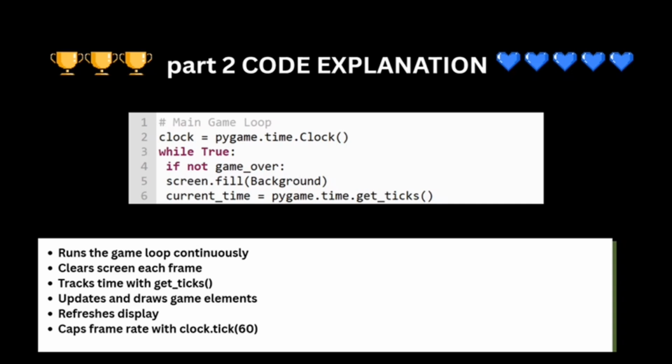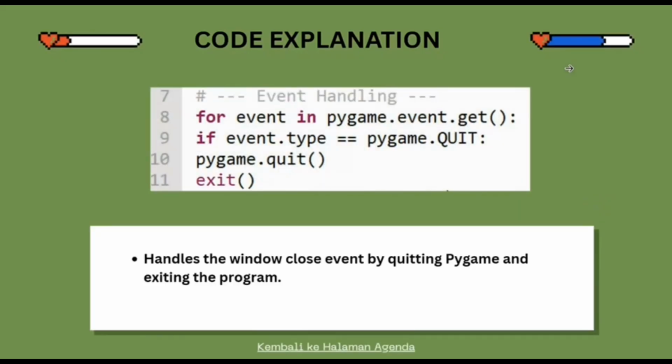So for the main game loop, first, it launches the game loop continuously, clears the screen each frame, tracks time with get ticks, updates and draws game elements, refreshes the display, and caps the frame rate with clock tick at 60. Second one is event handling. So it handles the window close event by quitting Pygame and exiting the program.